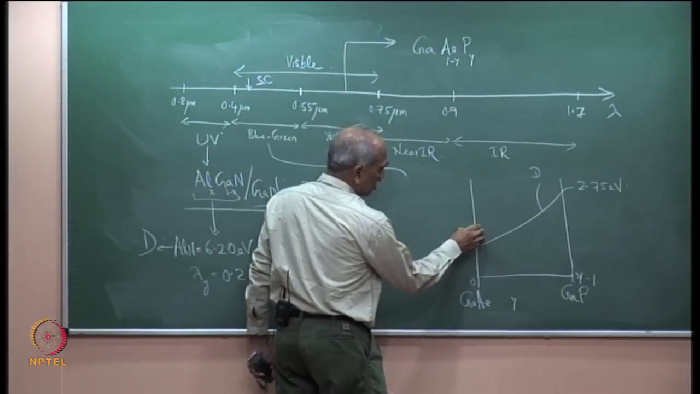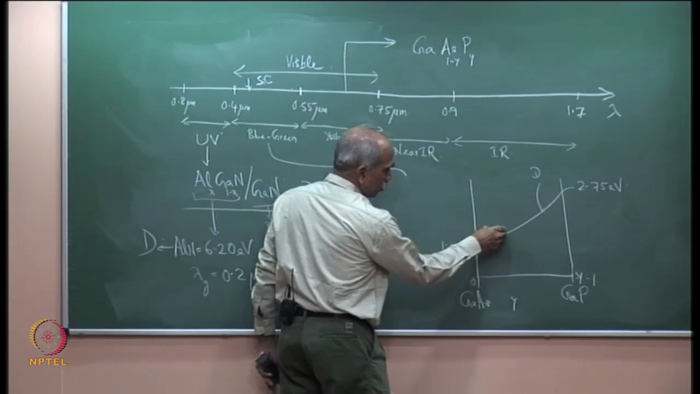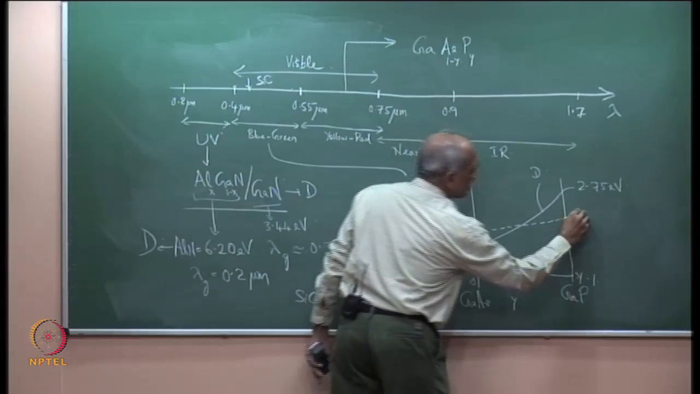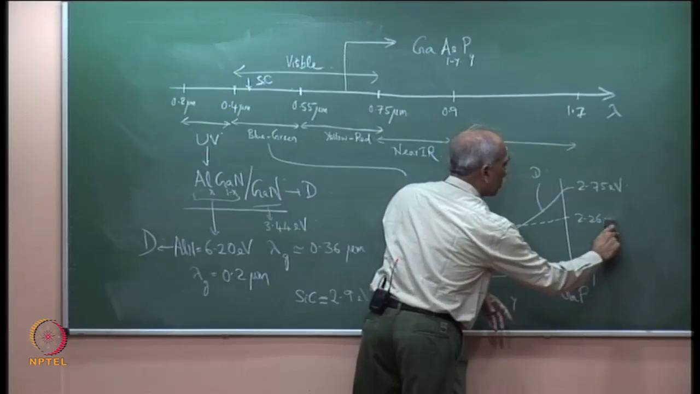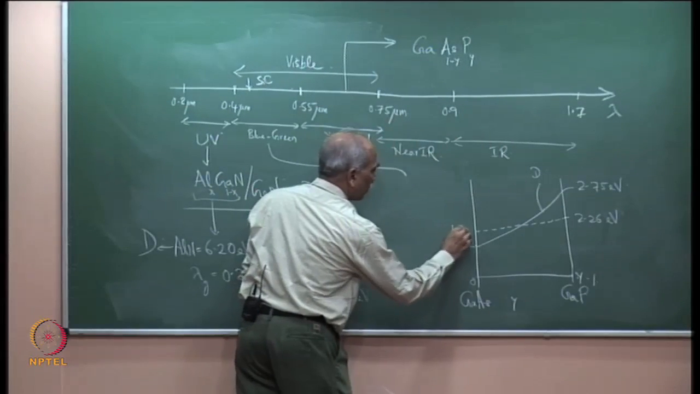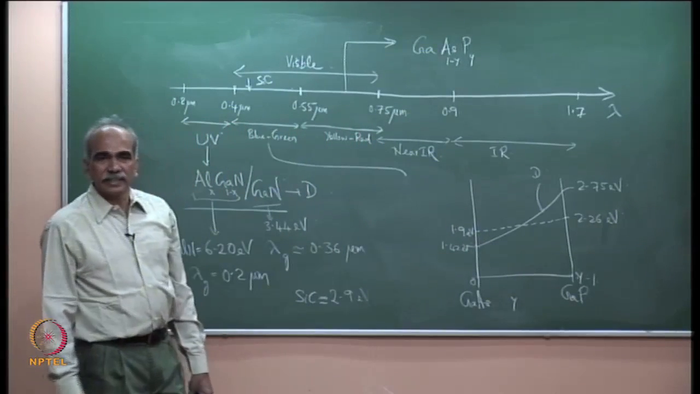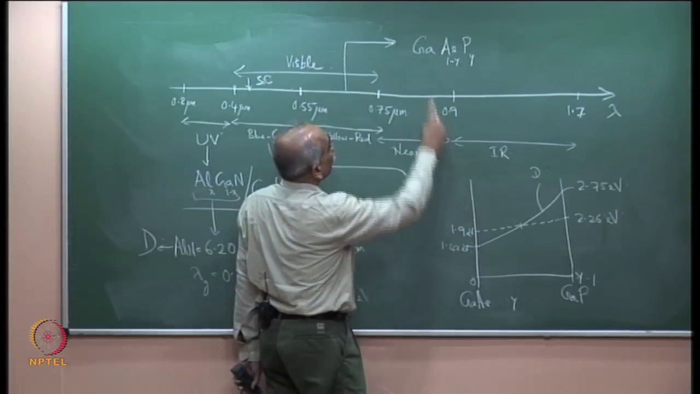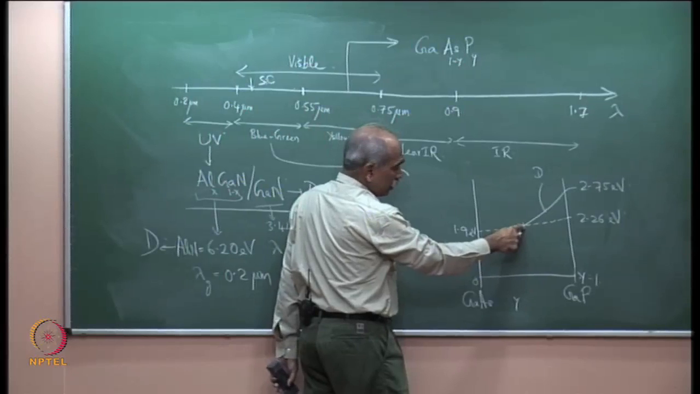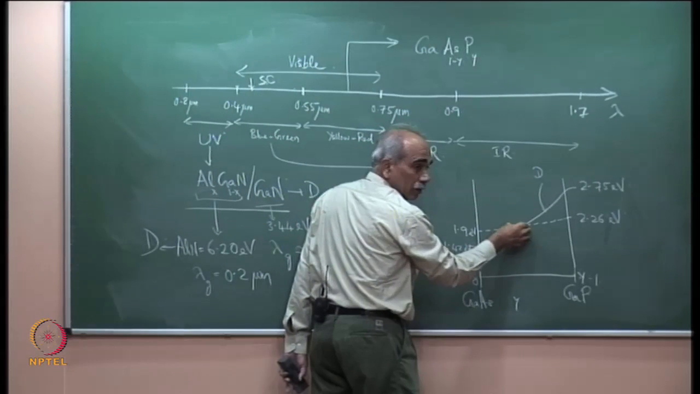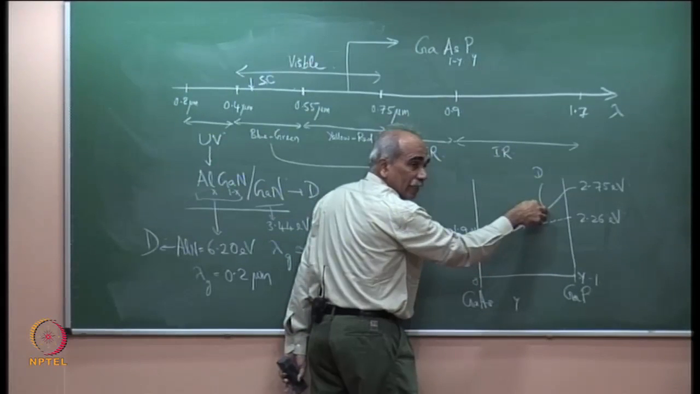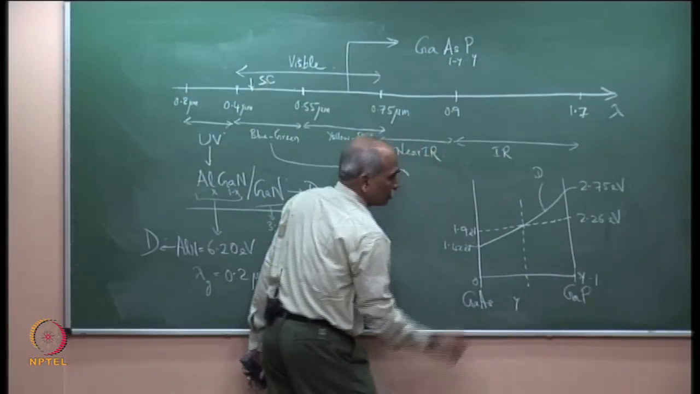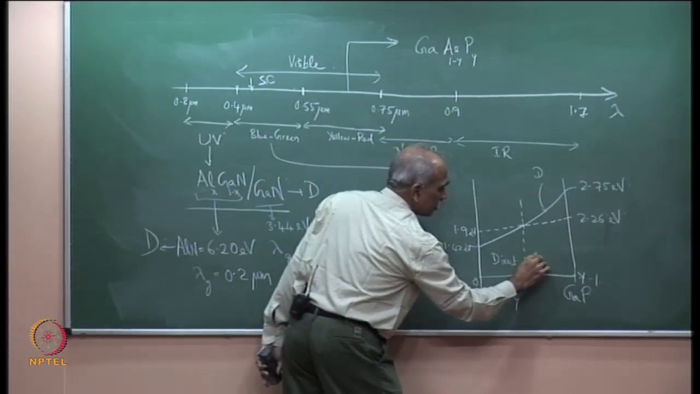And the indirect band gap varies. I had discussed this with respect to gallium arsenide, aluminum gallium arsenide, I think. This is 2.26 and this is 1.9 eV. Approximate numbers, you can check the exact numbers from the literature. So, up to this value of Y, the ternary compound gallium arsenide phosphide has a direct band gap. Beyond that, the indirect band gap is lower than the direct band gap. Therefore, the material becomes indirect band gap here. So, this region is direct, and this region is indirect.